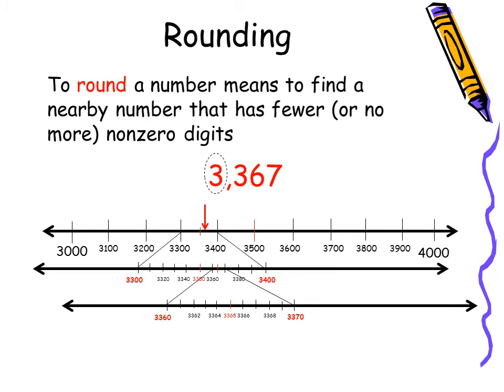In looking at this, 3,367 is closer to 3,400 than it is to 3,300. And 3,400 is 400 from 3,000 and 600 from 4,000, which means it's closer to 3,000. So that numeral would round down to 3,000.